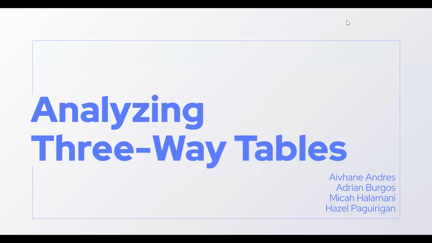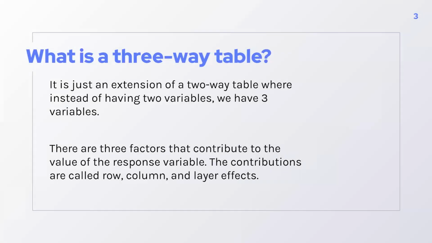Now first, what is a three-way table? It is just an extension of a two-way table where instead of having two variables, we have three variables. And there are three factors that contribute to the value of the response variable. The contributions are called row, column, and layer effects.